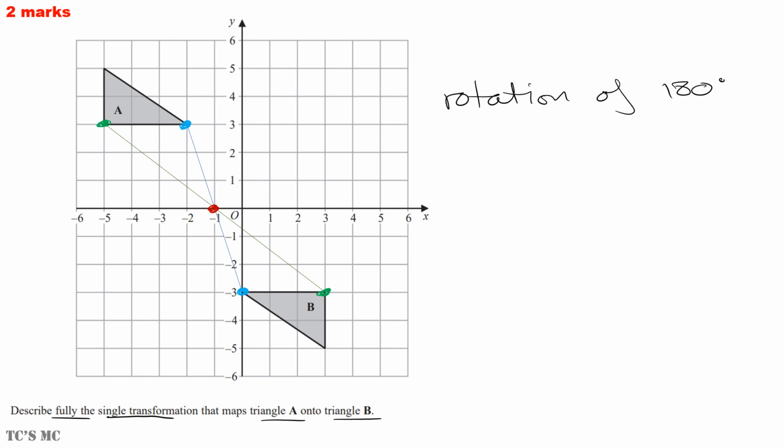That means the center of rotation is at -1, 0. So to finish off, and for my second mark, I will say about -1, 0. Altogether, we now have 2 marks.